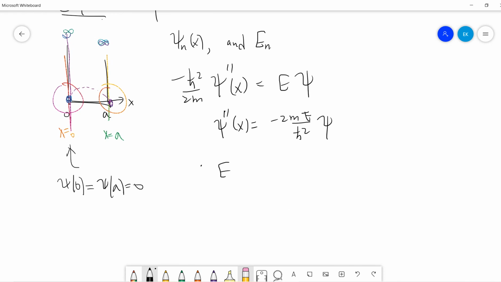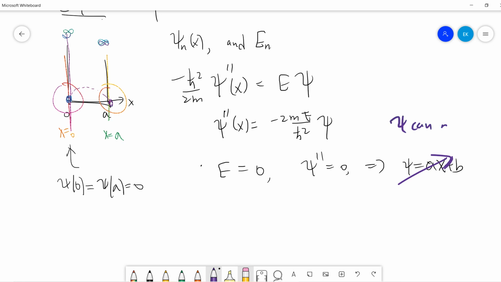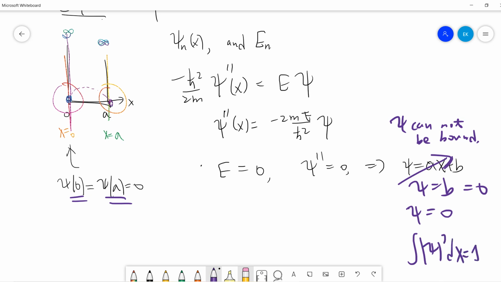Basically, we can consider, suppose E is equal to 0. The second derivative equals 0, so phi is like ax plus b. This is impossible, right? Because if phi is linear, then phi cannot be bounded, unless phi is constant. But if phi is constant, then phi of 0 and phi of a are 0, so b is 0. That means phi is 0. But phi needs to be normalized to 1, and if phi is 0, it cannot be normalized. So this is impossible.